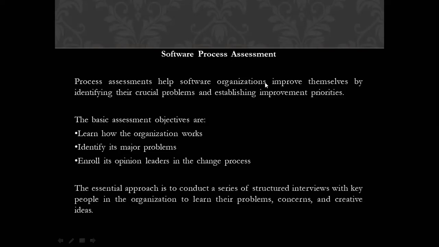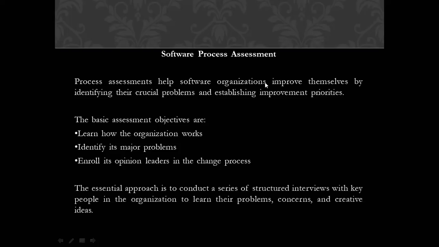Next thing that you have to remember in this topic is the basic assessment objectives, that is written in the slide that you are watching right now. How the organization works, you should be clear about it. Identify the major problems and the opinion leaders. You have to enroll its opinion leaders in the change process. Next, three important terms that you have to remember. First one is preparation, second one is assessment, and third one is recommendation.